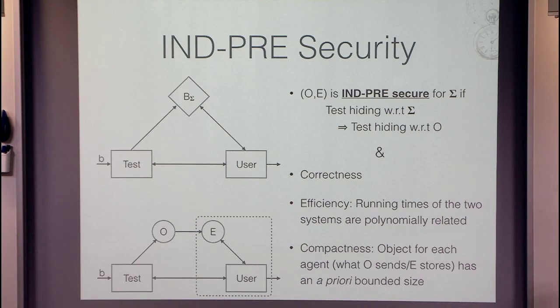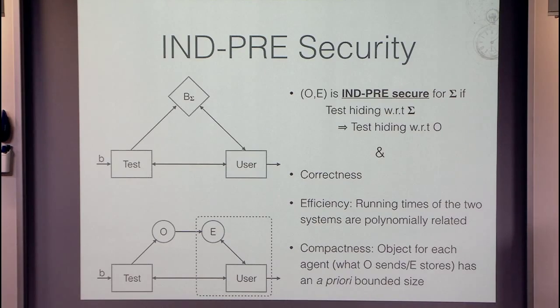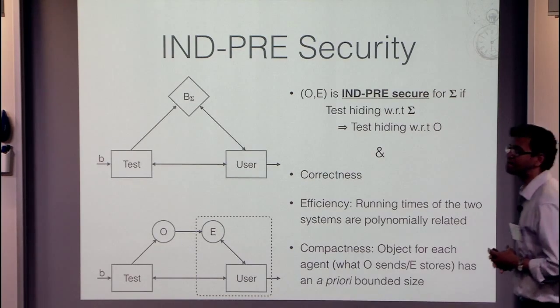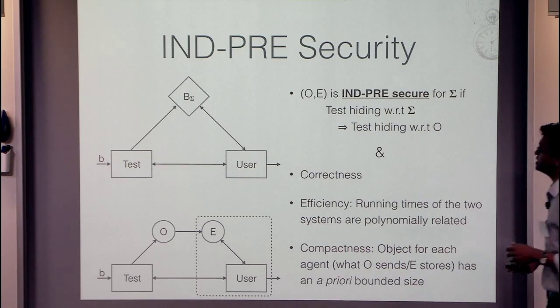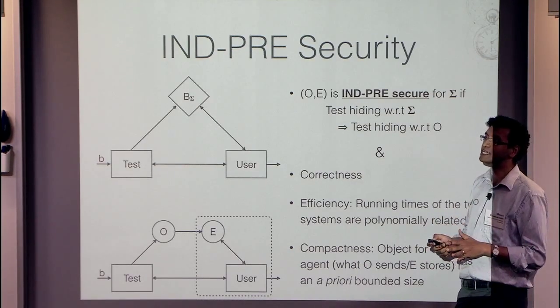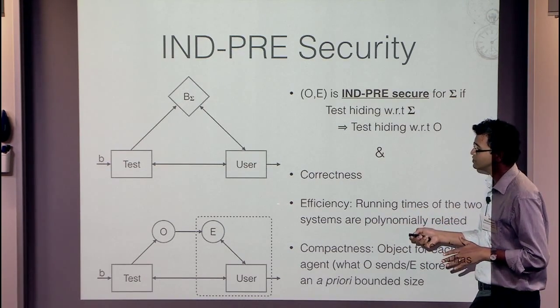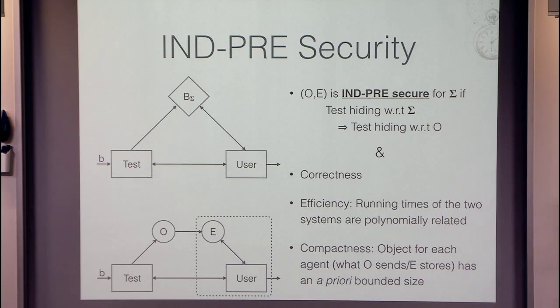Because that's pretty much all that the framework is, and everything else is about studying this. When you say for every user, it's for every polynomial time user? Yes, good point. For the most part, I'm going to be interested only in everything here being polynomial time. So the test, the user, the adversary, they're all polynomial time. And even the agents in the schema are polynomial time.